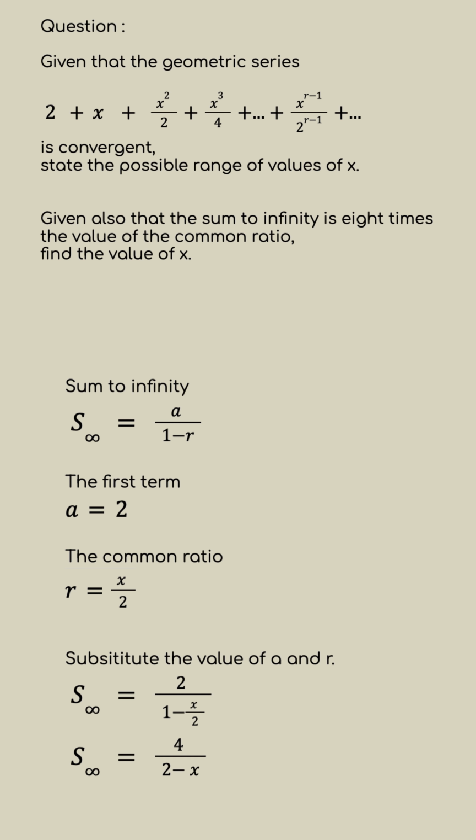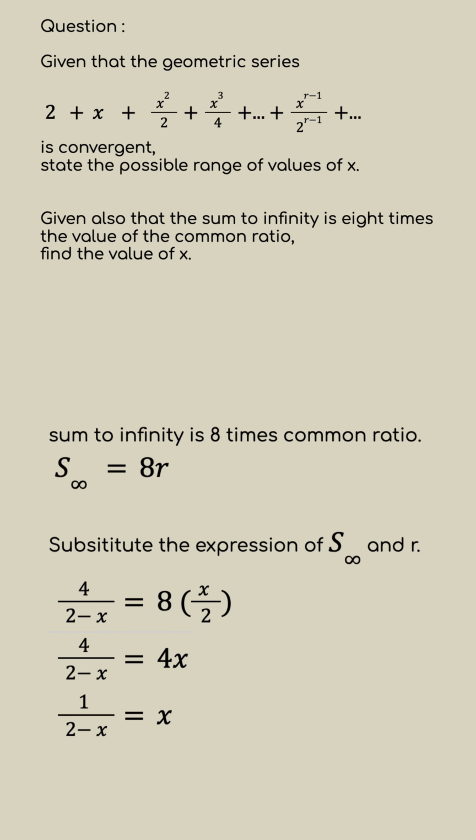To answer the second question, we need to find the sum to infinity. Sum to infinity is a over 1 minus r. a is the first term, which is 2. r is the common ratio, which is x over 2 from the previous calculation. Then we substitute the values of a and r into S infinity. S infinity is 2 over 1 minus x over 2. We can simplify that by multiplying the numerator and denominator by 2. S infinity is 4 over 2 minus x.